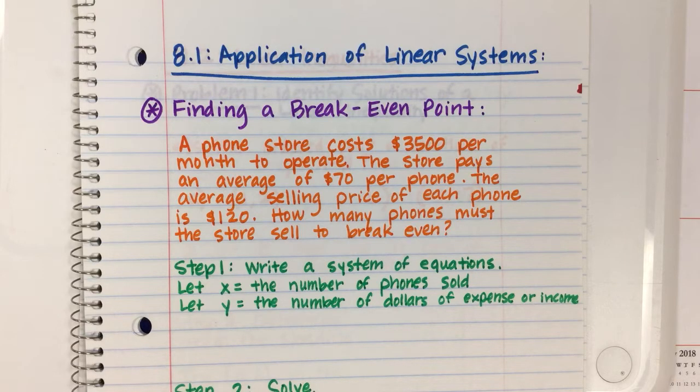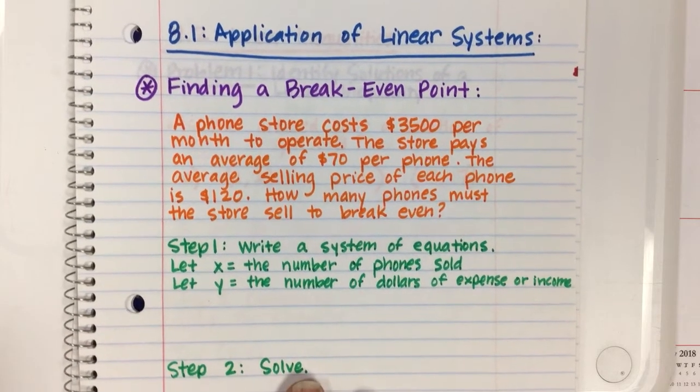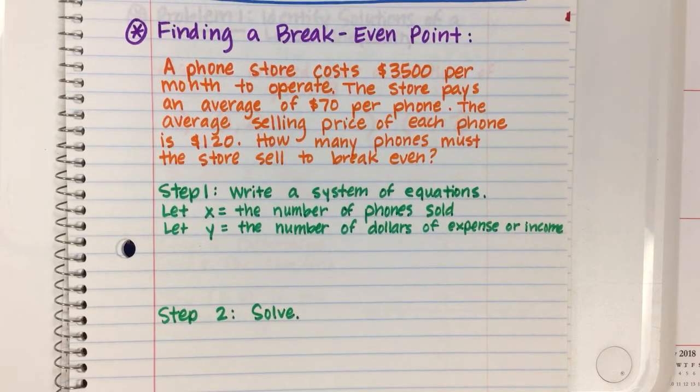A break-even point is when you run a business or you're doing something and you know how much it costs you to do that, how much money you've got to make, or how many things you have to sell to get back the money that it cost you to do this certain project. So our problem is going to be about running a store and how much it costs per month to run this store and how many items you have to sell to make back that money that it cost you to run that store. All right, so a phone store costs $3,500 per month to operate.